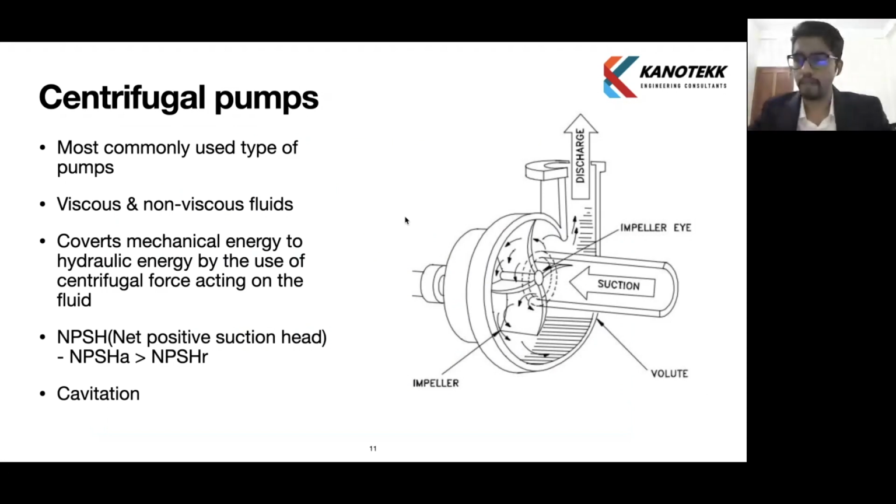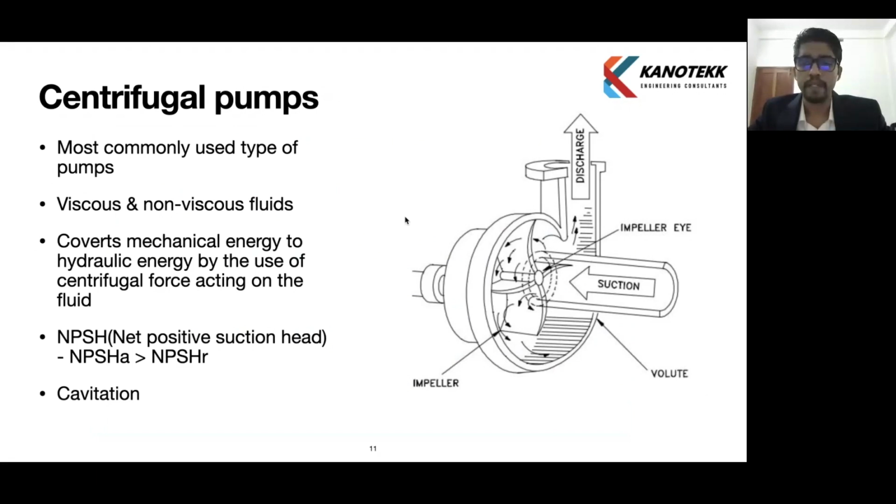Basically, it is called a centrifugal pump because it works by the use of centrifugal force. The impeller rotates and creates a low pressure at the eye of the impeller. Because of this low pressure, it creates a suction: the fluid from the high pressure reservoir area flows to the low pressure area. So this is how the suction is created.